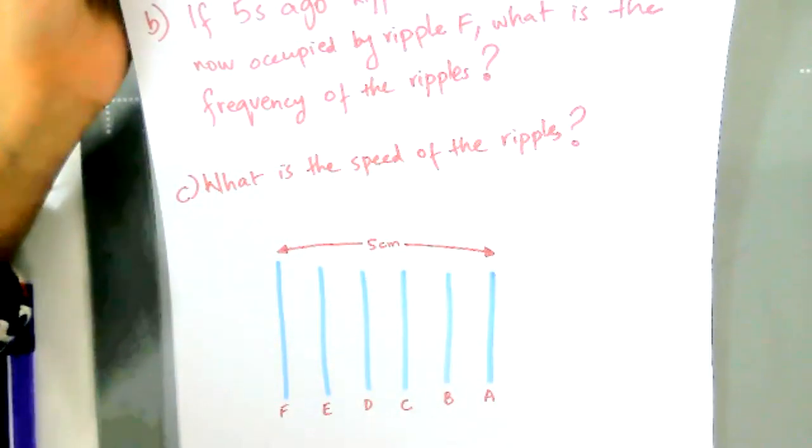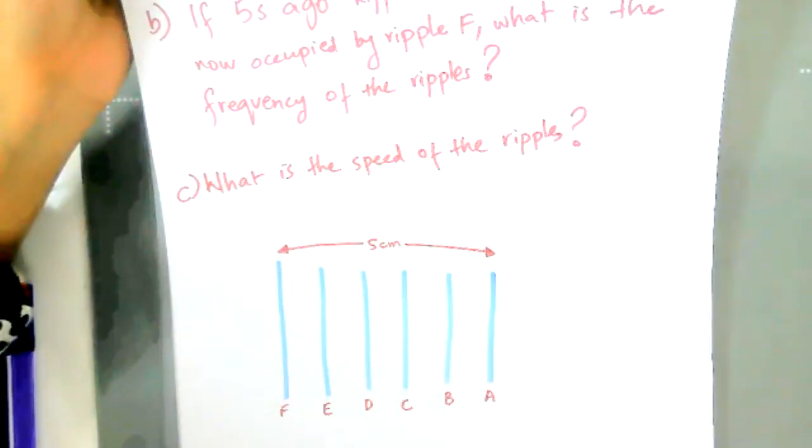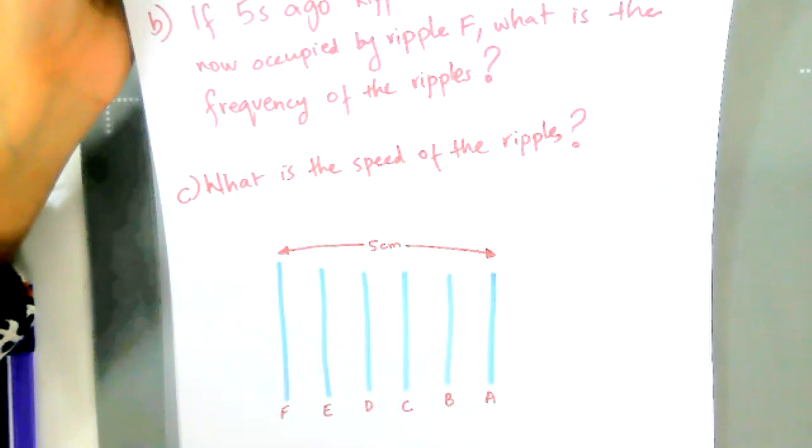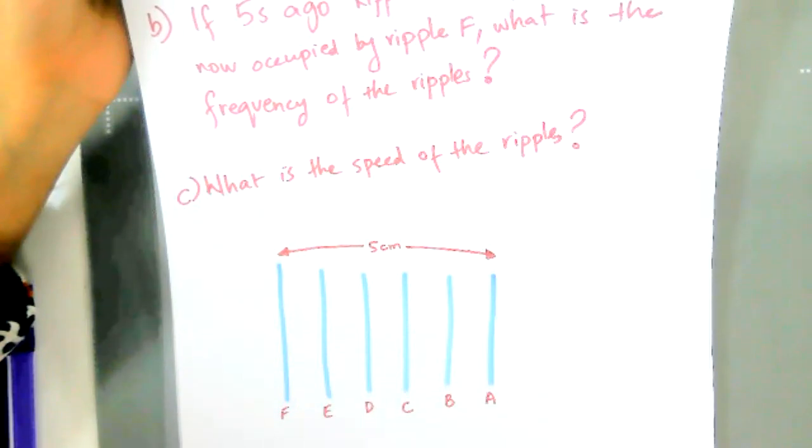Okay, what are these lines? What are these lines representing? They are crests. Right, they are crests. Okay, and so the space between two crests is? One wavelength. Yes, one wavelength. Yes, okay.